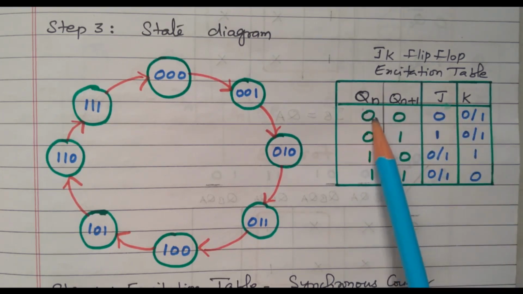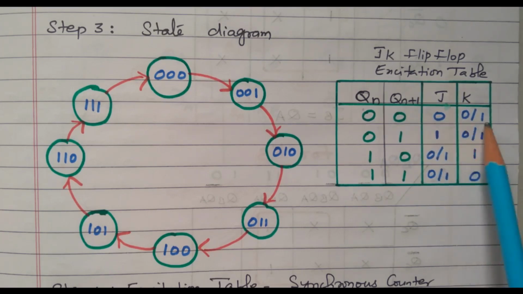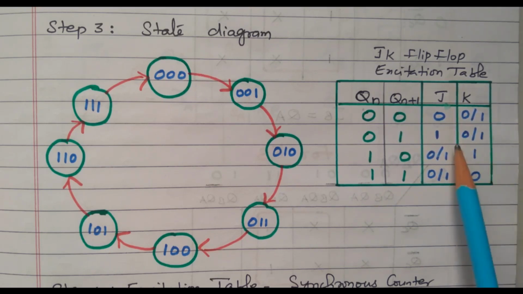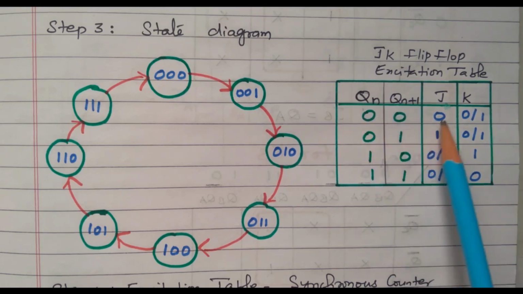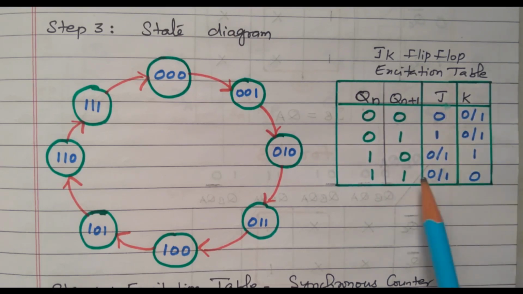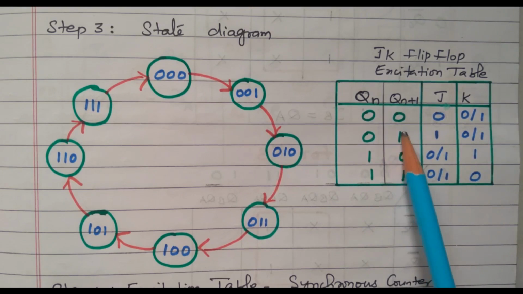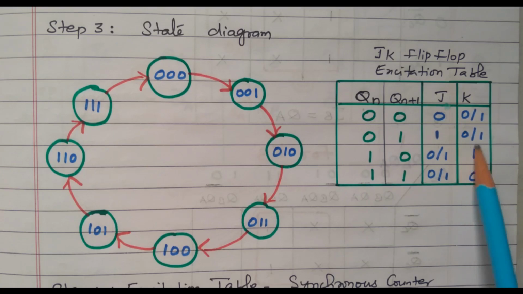For example, the current state is 0 and the next state is also 0. Both are 0, so what input is required? J is 0, K may be 0 or 1. That is X. X refers to 0 or 1, that means either 0 or 1. Right? So for the current state and next state both 0, the input required is J is 0, K is 0 or 1. Suppose the current state is 0, and if you want to change it into 1, 0 to 1, the next state is 1, so what do we need? J is 1, K may be 0 or 1, right?